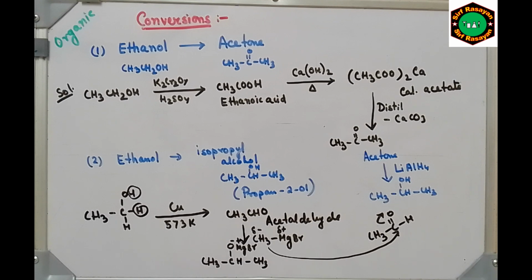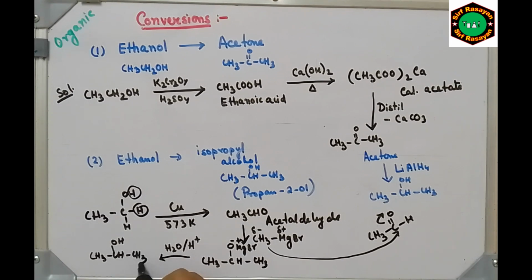Ionic bond. Okay. Now if you hydrolyze it with water, H plus, you will get CH3CHOHCH3, propan-2-ol or isopropyl alcohol. Any method you can do.